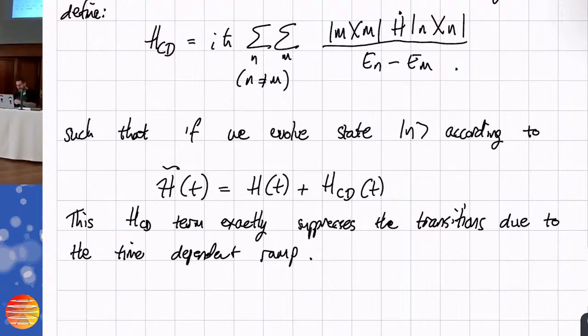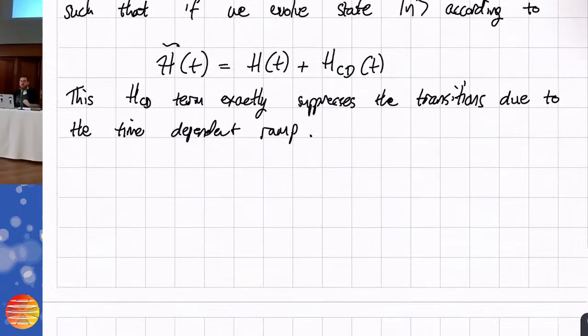If I take this HCD term, and I evolve according to H plus HCD, the transitions the system wants to make, this HCD term basically just bats them back down. So the system is evolving, wants to get a bit excited, the HCD term just slaps it back down, and if I started in the ground state, it'll just stay in the ground state. So this is counter-diabatic driving.